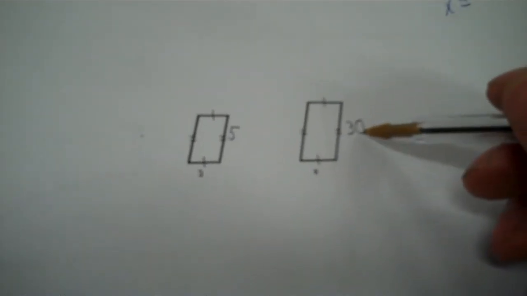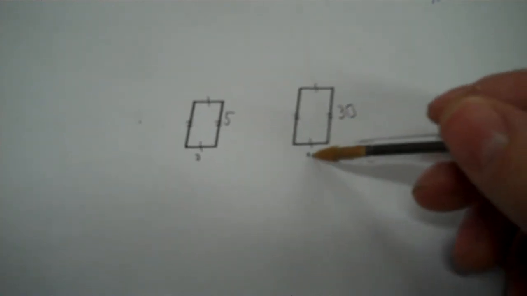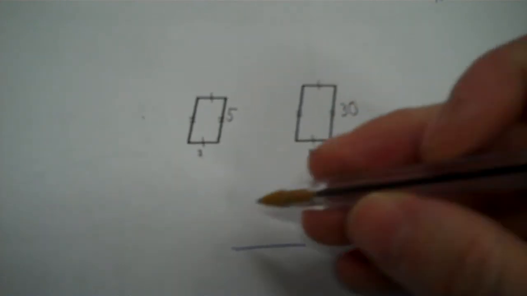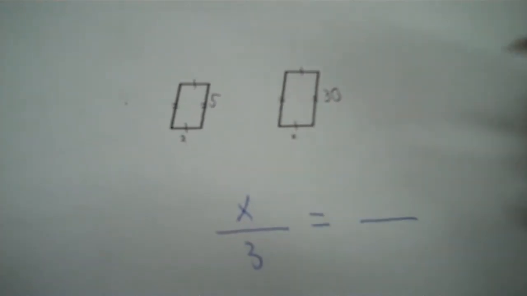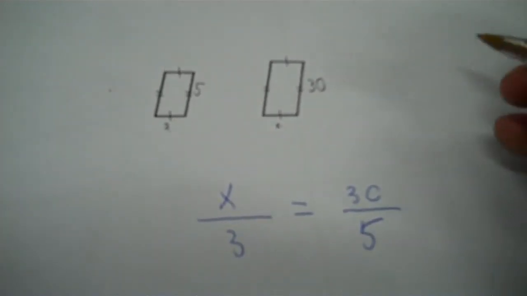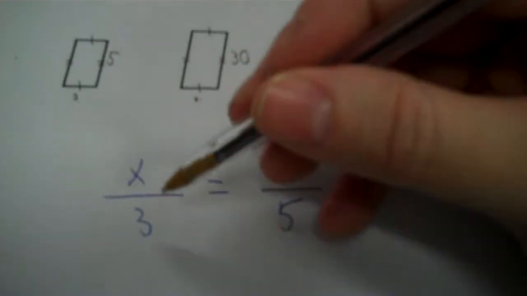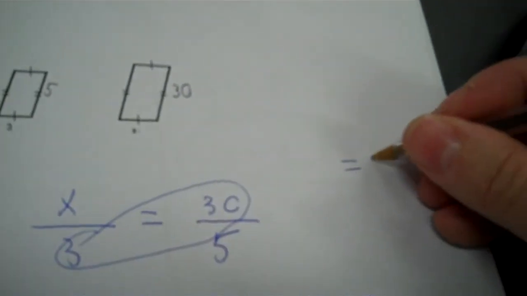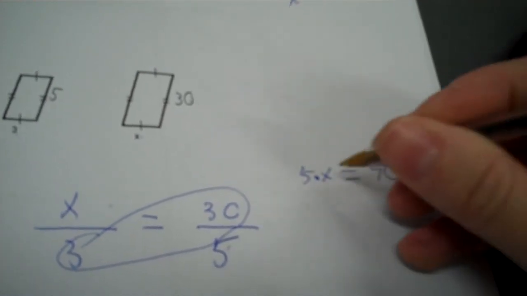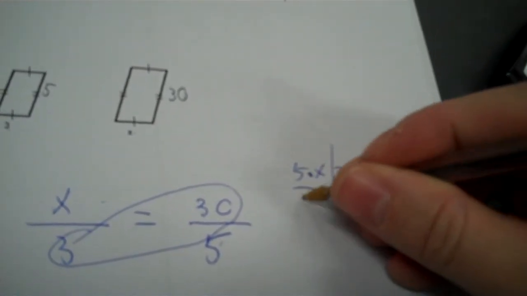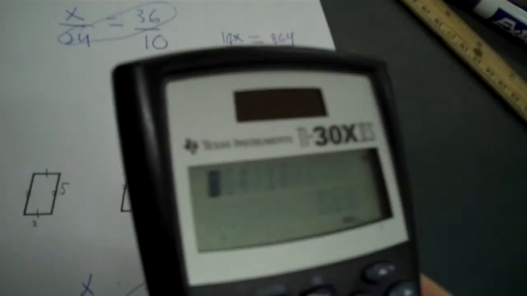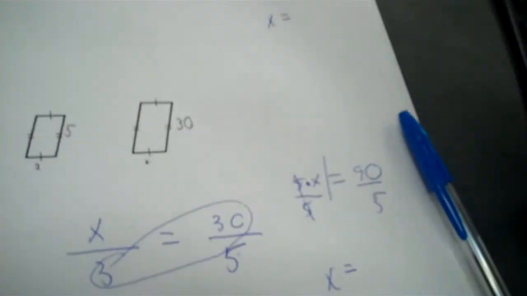Okay, so let's start with the bigger one. Let's start with side x. So x would match up with 3, and then I put an equals, and then 30 would match up with 5. Okay, so 30 times 3 is 90, and then 5 times x is written as 5x. Then we divide both sides by the 5, and 90 divided by 5 is going to be 18.